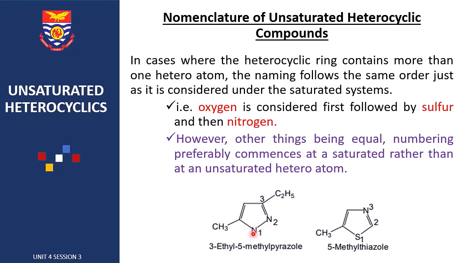So you realize that this nitrogen is saturated, bonded to one carbon by a single bond, another carbon by a single bond. However, the nitrogen number 2 is bonded to carbon in a double bond, and back to another nitrogen in a single bond. So this becomes the saturated and this becomes the unsaturated. So we give the preference to the heteroatom with the unsaturated bonds. Similarly, in a case like this, between sulfur and nitrogen, we consider the sulfur first before the nitrogen. So numbering starts from the sulfur in anti-clockwise direction.